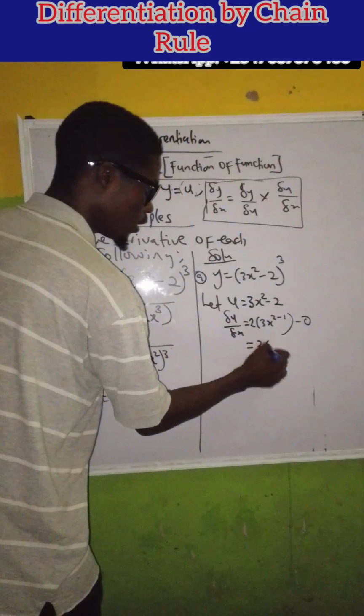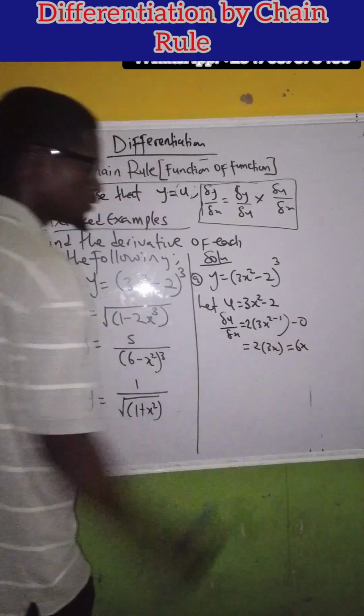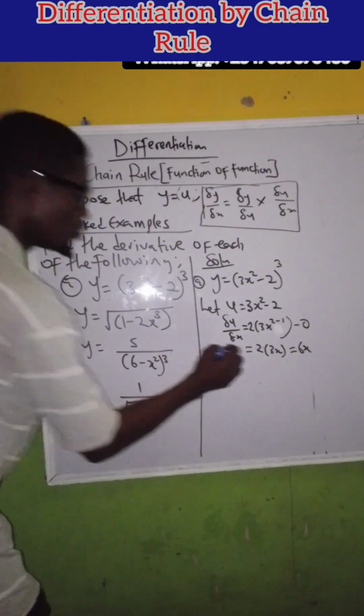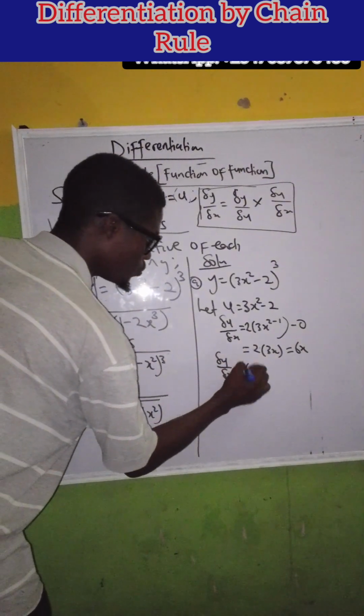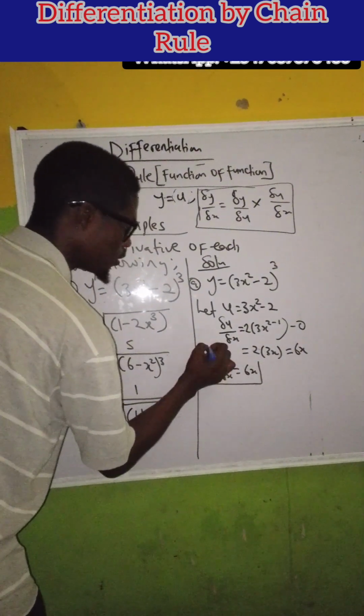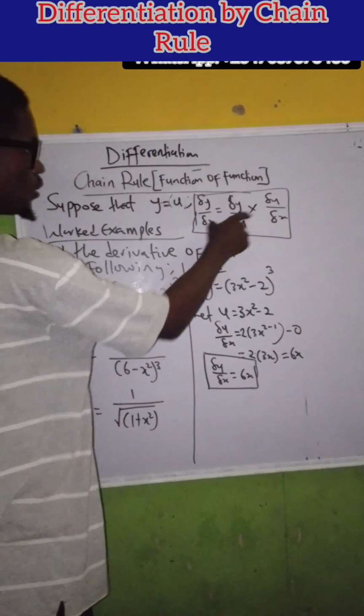And we're having 2 into 3x, okay? So we're having 6x. Are we together? That is to tell you that du over dx is equal to 6x. We have gotten this. So we've gotten this guy. Okay, you are left with this one now.